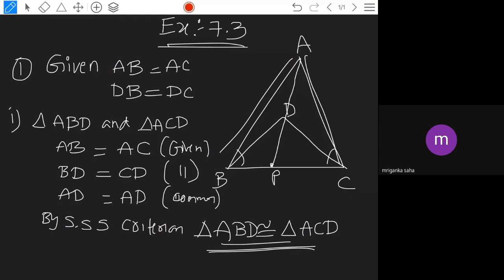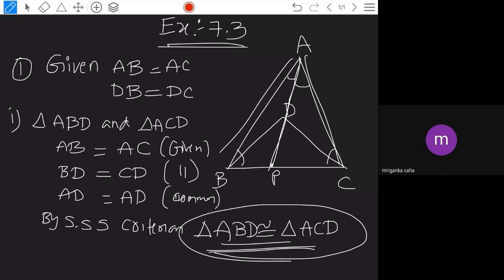So for that purpose, instead of using these two angles, angle B and angle C equal, you use this angle is equal to this angle. How can you say? From the first result, by the CPCT, you can write that angle BAP is equal to angle CAP. This result whenever you take it.